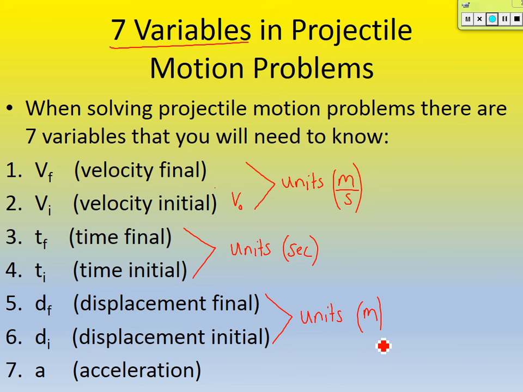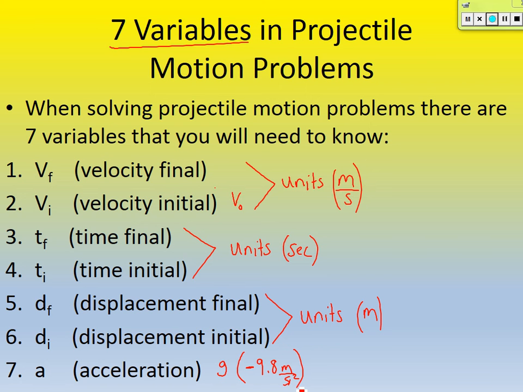Okay, and the final variable that you're going to see is a in your equations. This a is for acceleration. In a lot of physics textbooks, they will use g for the acceleration of gravity. And the acceleration due to gravity on Earth is 9.8 meters per second squared. But remember that gravity pulls things down, so it's always going to be a negative 9.8 meters per second squared.